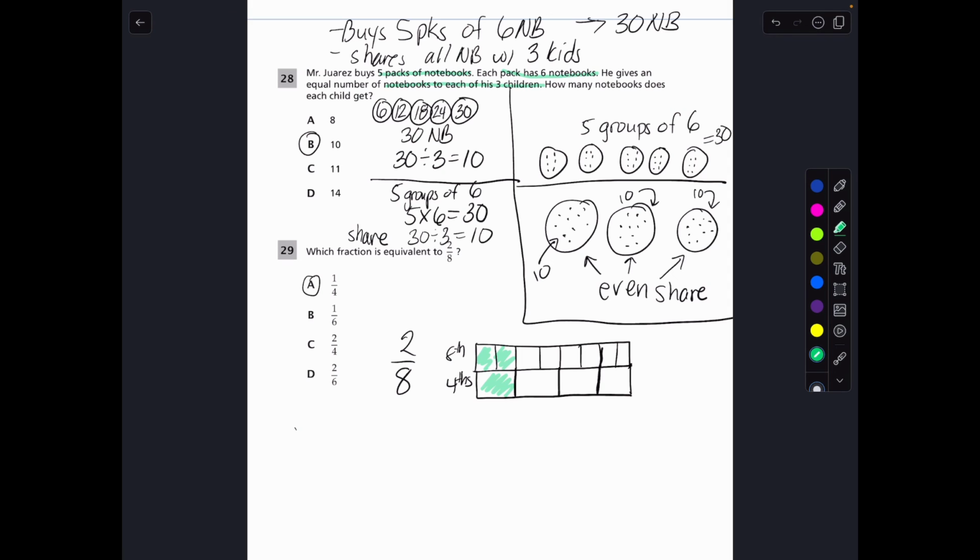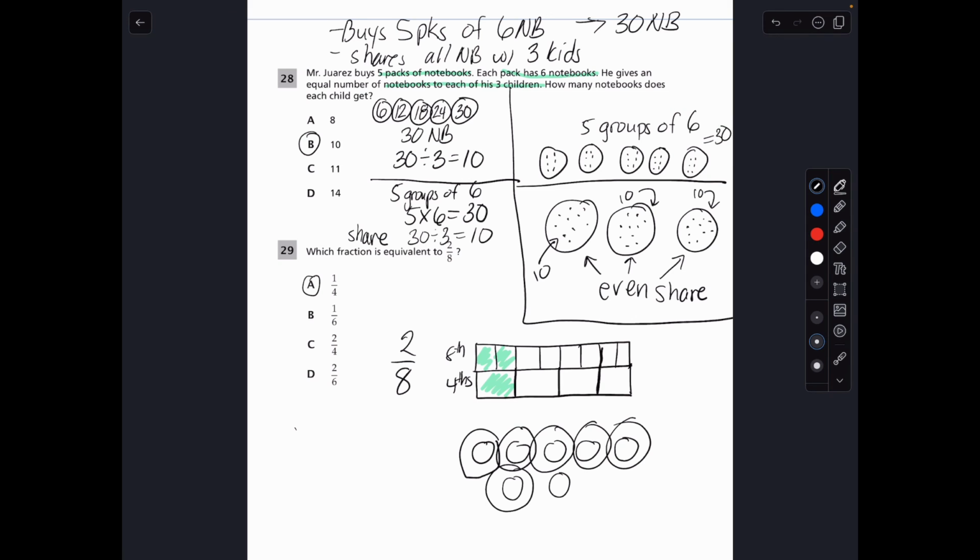Now, could I share 8 into 6? Could I do that? Try and think, if you had 8 pieces of something, could you share that with 6 friends? You can't. If I try to give everybody a piece, 1, 2, 3, 4, 5, 6, yeah, I don't have enough. I can't share with 6. There's no equivalent fraction I can make with a 6.